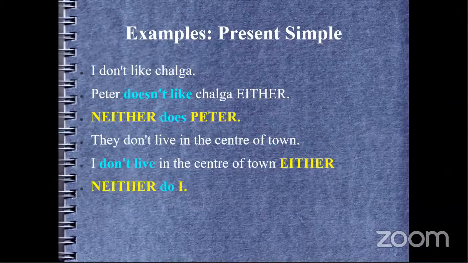Now, take a look. Present simple. In the present simple, remember, agreement in negative, neither. I don't like chaga, this is a sort of vegetables. So you say, neither does Peter, or neither do I, neither do we, neither do they. Many options, but with the word neither, because it's agreement in negative. Now, take a look at the second sentence. They don't live in the center of town. Neither do I. Let's practice.